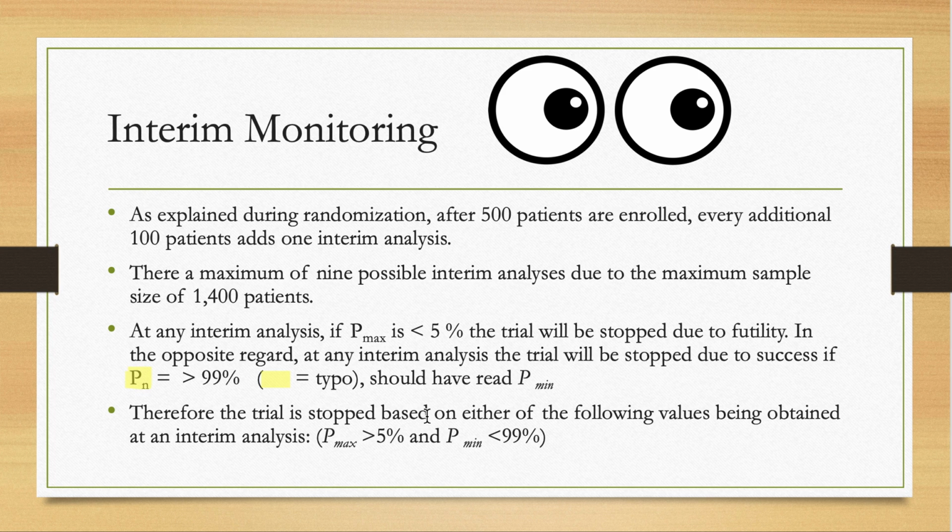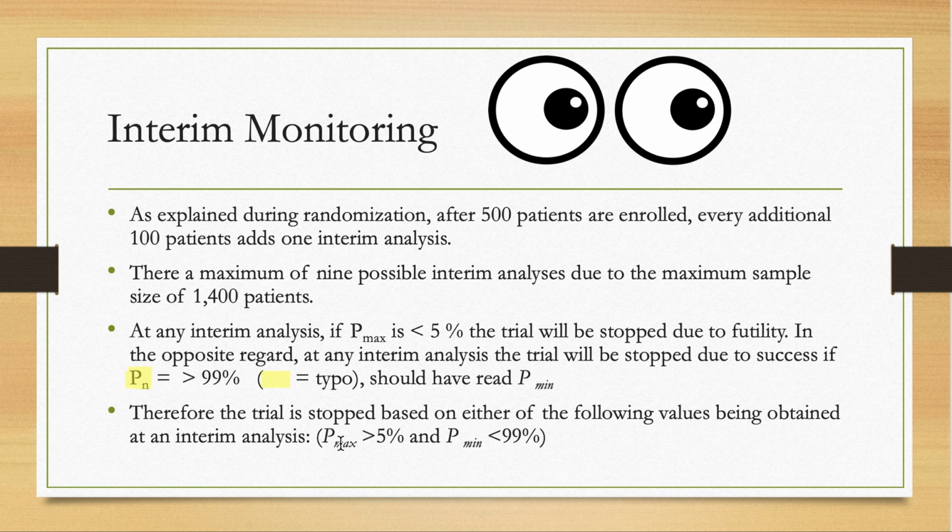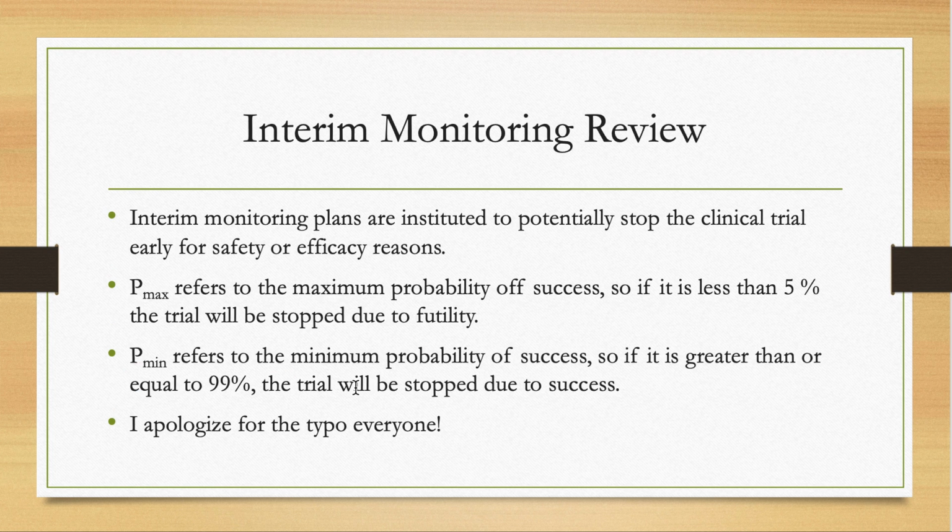So the trial is stopped based on whether either of the following values is obtained at an interim analysis. On that slide, it was supposed to be Pmax less than 5% and Pmin greater than 99%. Interim monitoring plans are instituted to potentially stop the clinical trial early for safety or efficacy reasons. Pmax refers to the maximum probability of success, so if it is less than 5%, the trial will be stopped due to futility. Pmin refers to the minimum probability of success, so if it is greater than or equal to 99%, the trial will be stopped due to success. And again, I apologize for the typo.